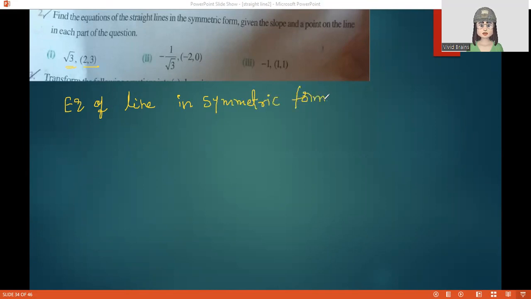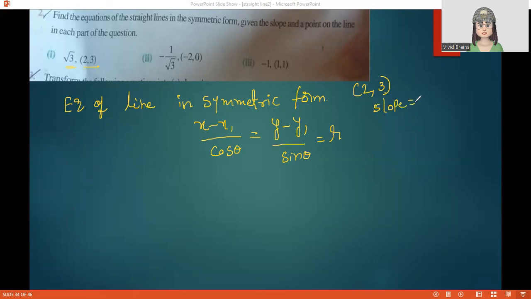Symmetric form. What is that? (x minus x1) by cos theta is equal to (y minus y1) by sine theta, which is equal to r. Okay. Now x minus x1, here the point is given, 2, 3, and what else is given? Slope is also given. Slope is given as how much?